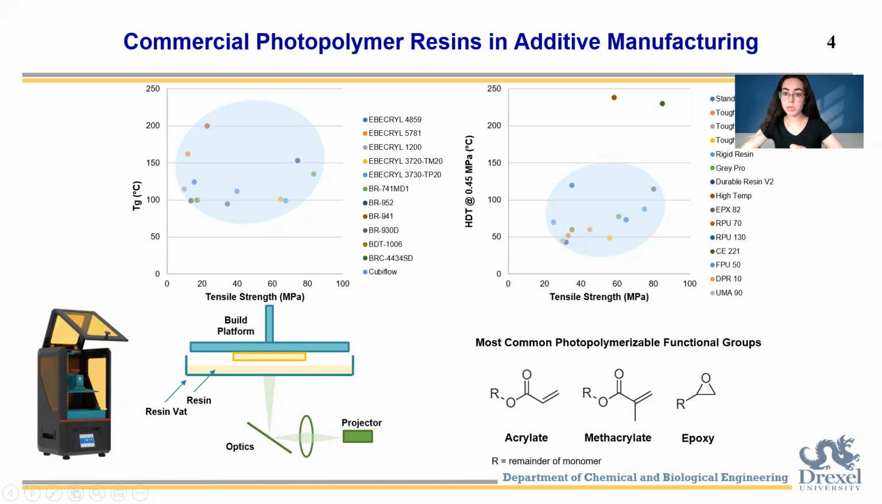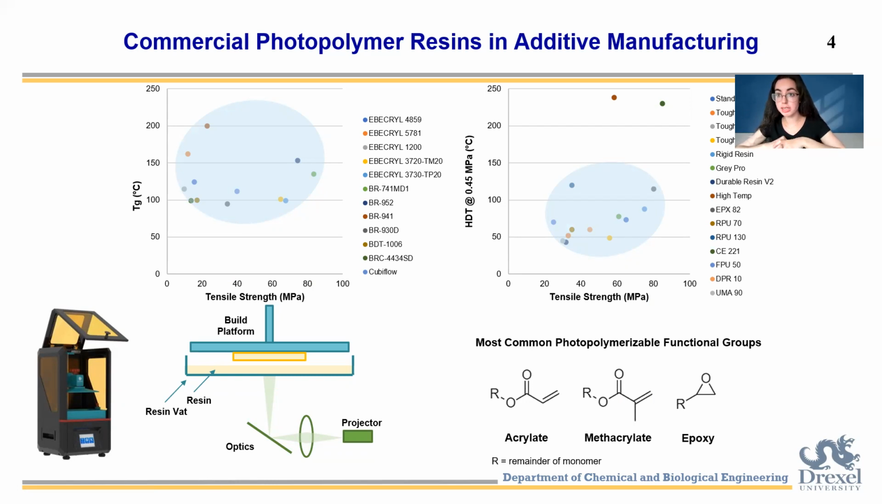The most common photopolymerizable functional groups that are used in these resins that I'm showing here include acrylate, methacrylate, and epoxy resins. Even though epoxy resins are very well known and well established for their high performance capabilities, these systems do tend to have higher viscosities than methacrylate and acrylate-based systems.